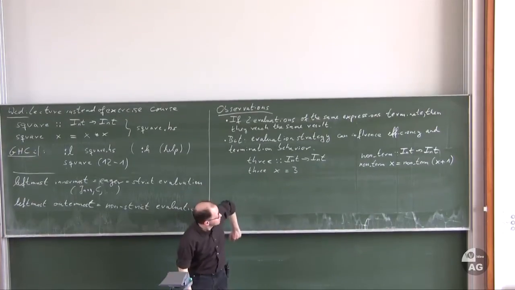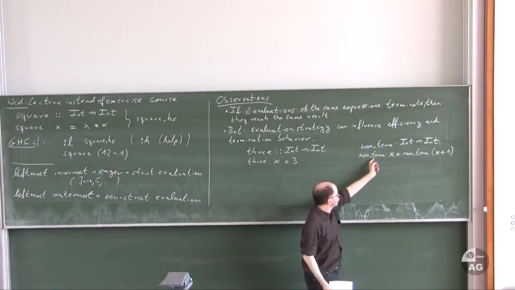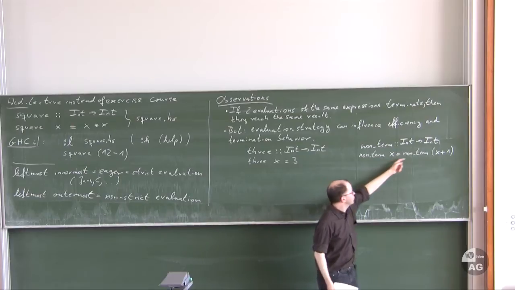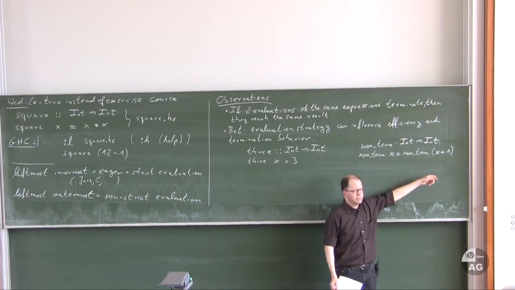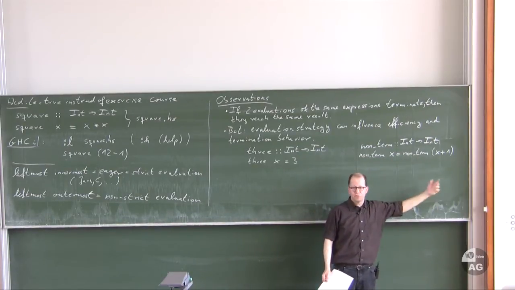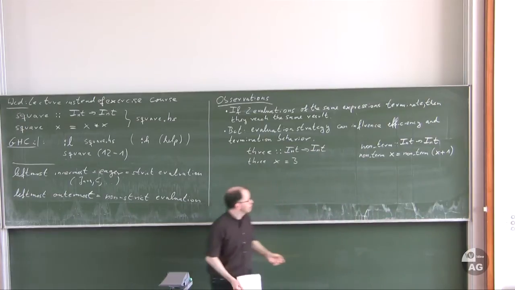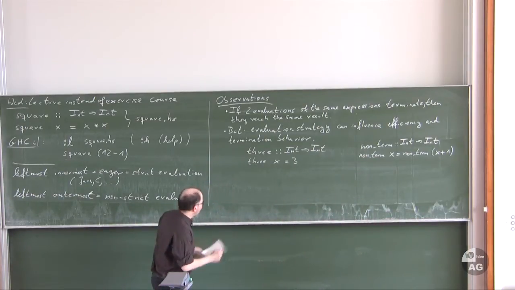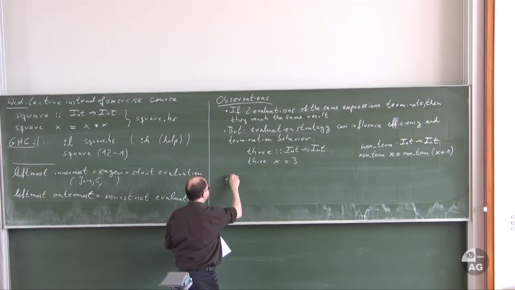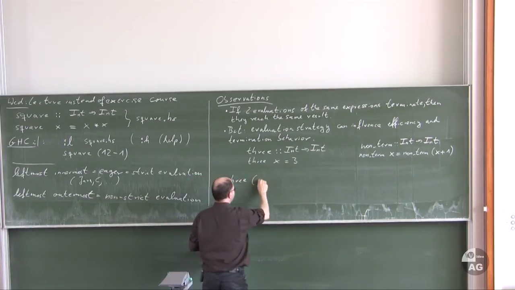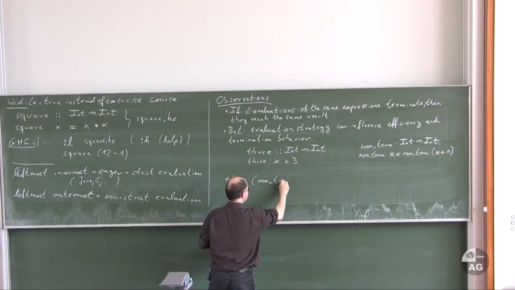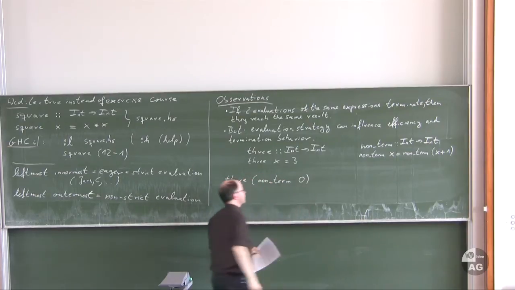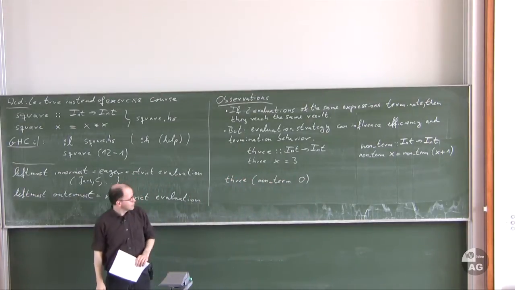Okay, that looks rather dangerous. If you want to compute non-term of 0, then you will try to compute non-term of 1, and to compute this you get non-term of 2, non-term of 3, and so on. So this looks pretty non-terminating. Okay, now what happens with the following expression? 3 of non-term 0. What's the result of this?